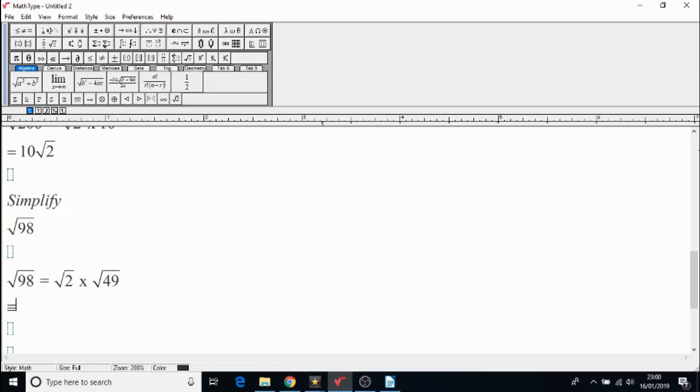So here we can't simplify square root of 2, so we leave it as square root of 2, but we know the square root of 49. What times by itself to get 49? 7. Therefore, your answer is 7 root 2.